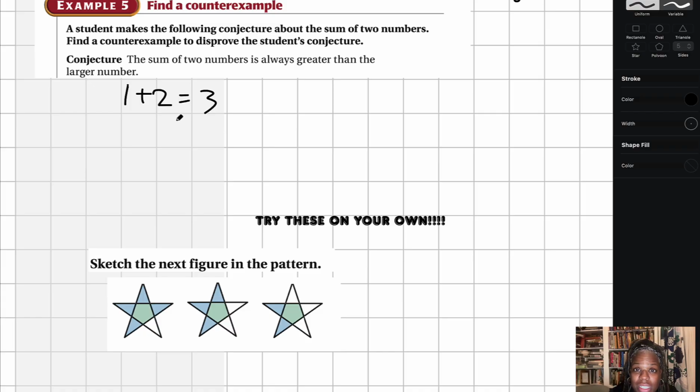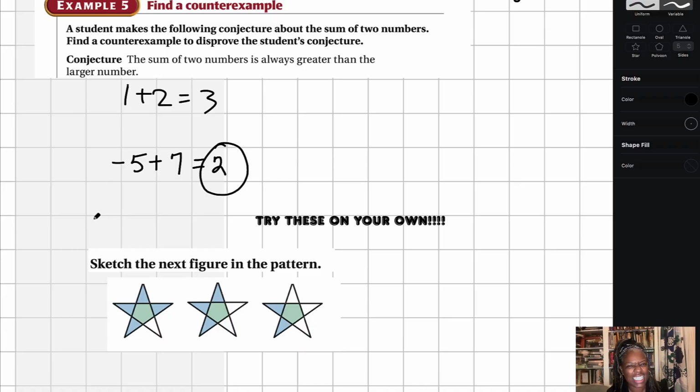Can you think of two numbers that I could add up such that when I add them up, the sum is not bigger than the larger number? Negative numbers, maybe? Let's try. -5 plus 7, right? That's going to give me a +2. So the sum of -5 and 7 is +2. Let's check the conjecture. Let's see if we proved it false. The sum of two numbers, that's these two, is always greater than the larger number. Nope. 2 is not larger than 7. So we have disproved this conjecture.